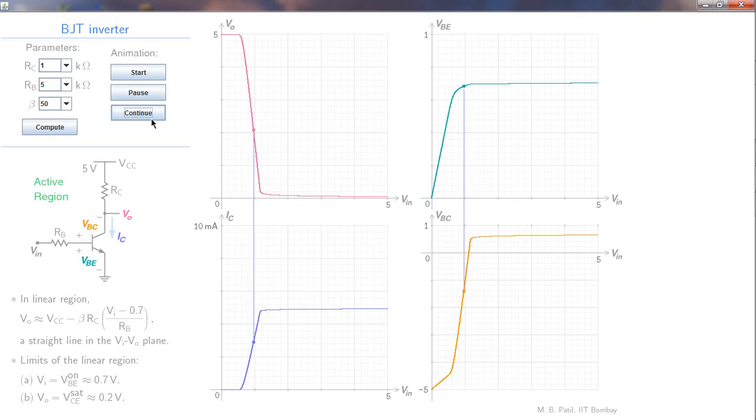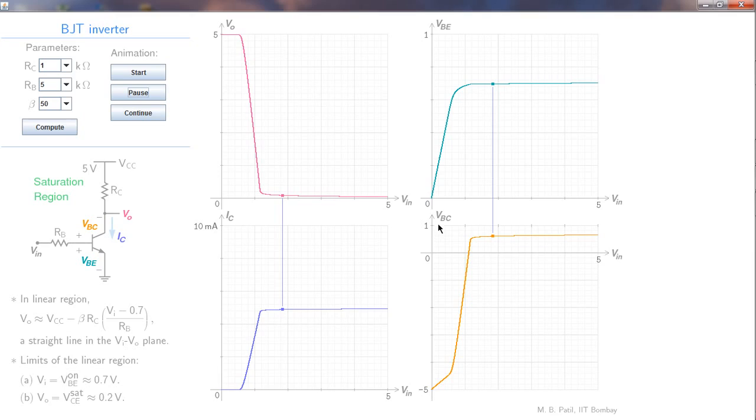Let us continue. At this point, we enter the saturation region. VO has become equal to VCE sat because the transistor has entered saturation. VCE sat is like 0.2 volts or smaller, and that is what we see here. IC has reached its maximum value, and that is 5 volts minus about 0.2 volts divided by RC, which is 1K. So that is about 4.8 milliamps.